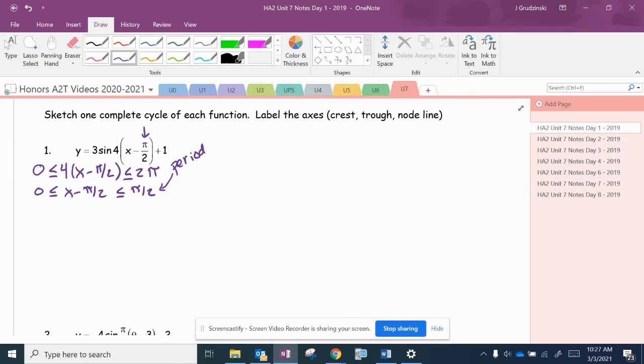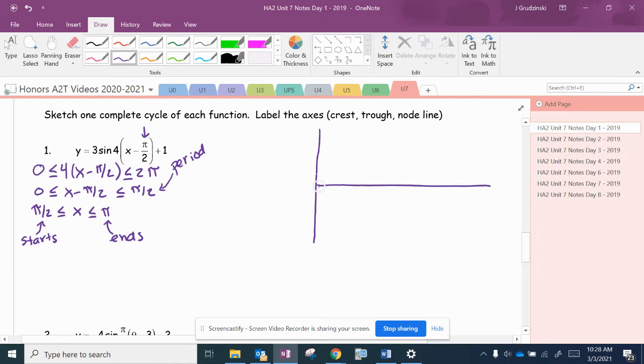All right, then we can add pi over 2. So we get pi over 2 is less than or equal to x is less than or equal to pi. So this is going to be where one cycle starts and ends. So if I start sketching my graph over here, I'm going to draw a break in the x-axis because we're not going to stretch this out evenly across the x-axis. We're only going to show the part where one cycle lives. So I draw a break because my jumps on the tick marks I make are not necessarily going to be even from 0. So I'm starting at pi over 2, and I know that I end at pi.